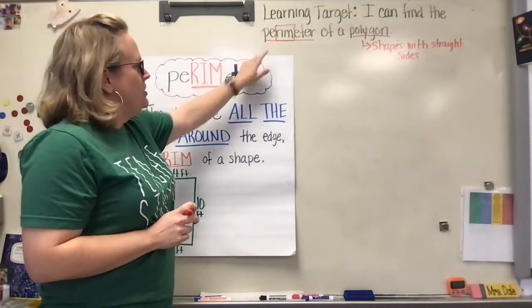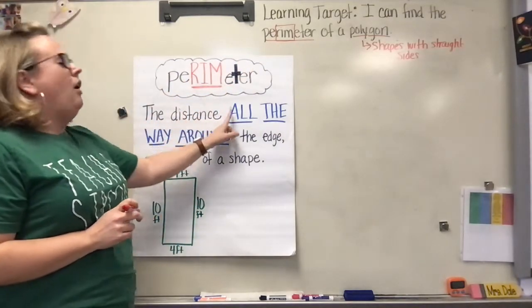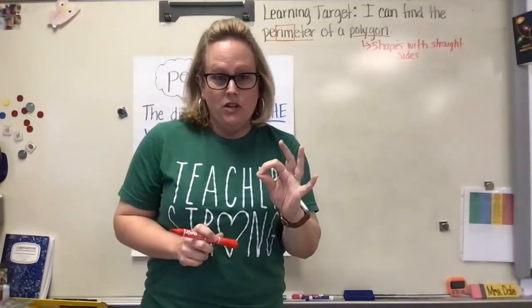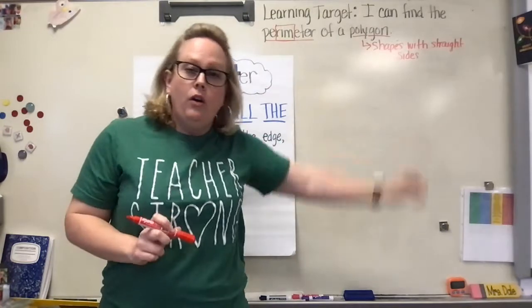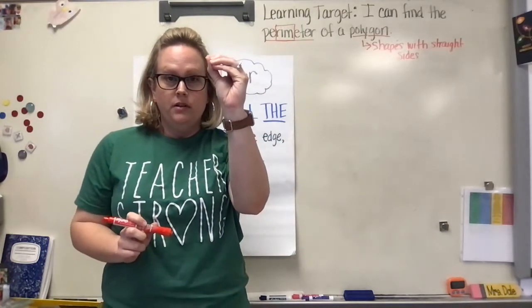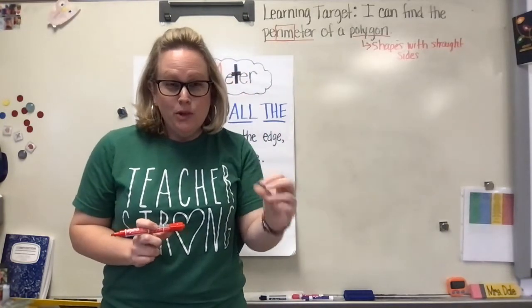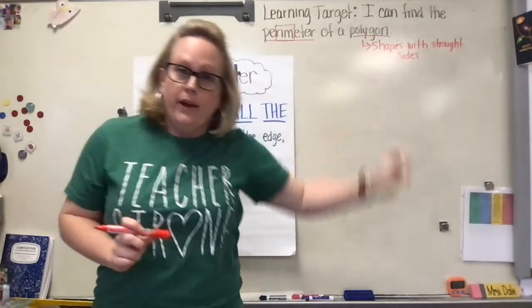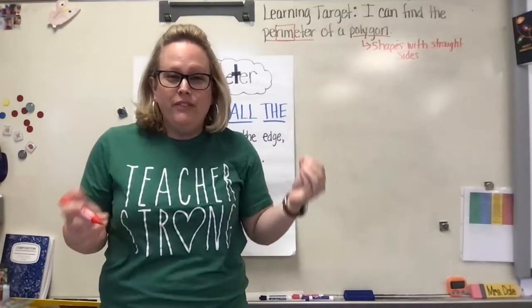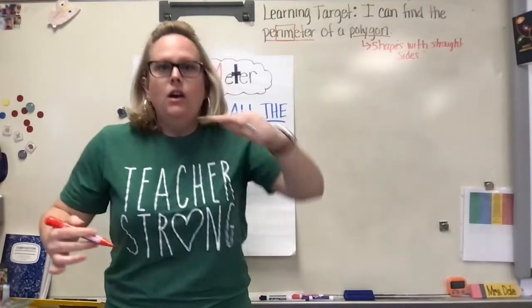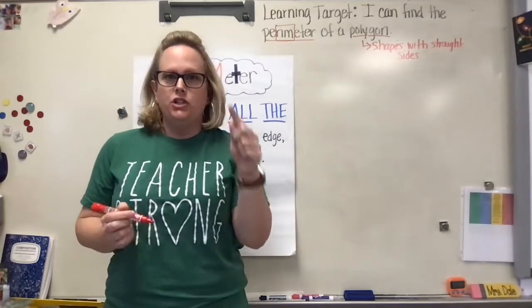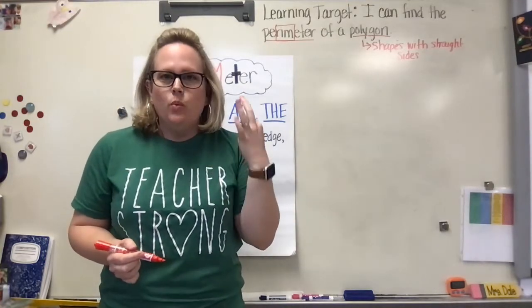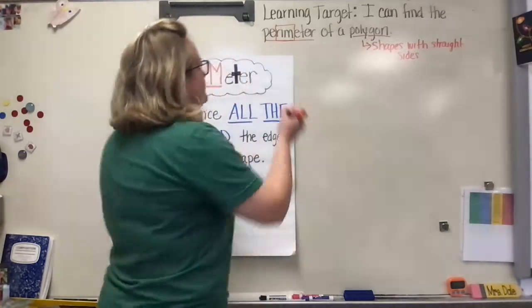So the perimeter is the distance all the way around. When we think of perimeter, we're going to think about going all the way around our shape. And in fact, when I say the word perimeter, I oftentimes will move my arm like that. Perimeter, all the way around. We're going to try to figure out how far it is all the way around a shape. All along the rim. That's what the perimeter is.